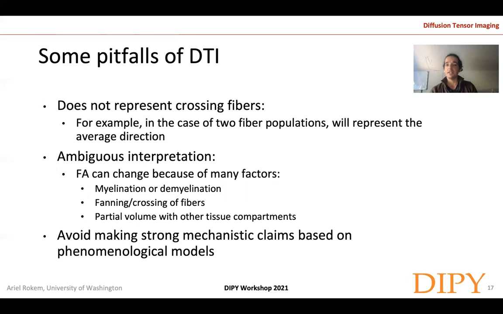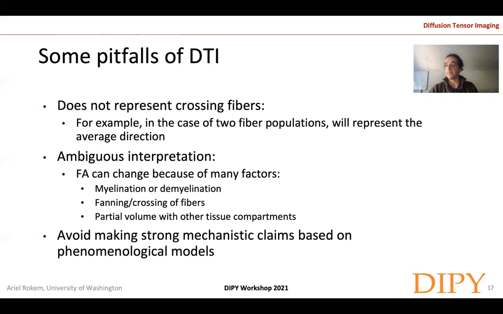The second problem is that the interpretation of these results, the FA or the MD maps, is quite ambiguous. And for example, FA can change because of many factors. Myelination or demyelination is one of those factors, but the presence of fanning or crossing fibers within the voxel can be another reason that FA can go down, for example. Another effect that might affect FA is the partial volume with other tissue compartments. For example, if there's partial voluming of cerebrospinal fluid or of gray matter, the FA will go down without any change in the white matter tissue itself.